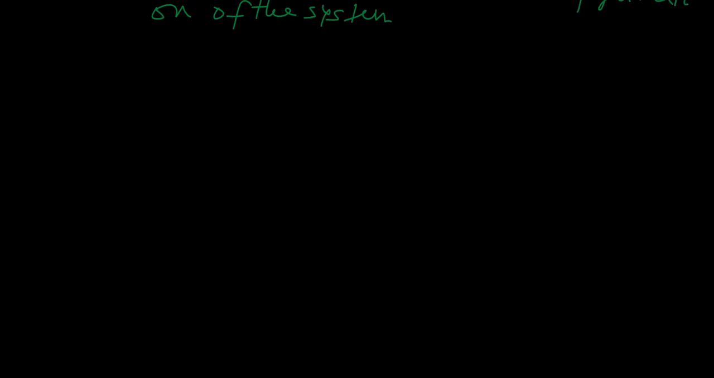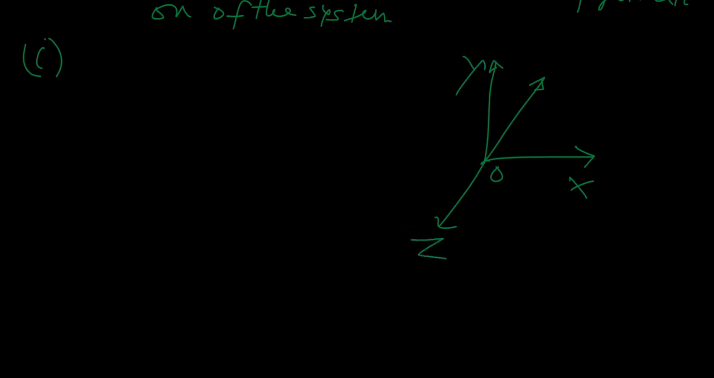Let us suppose, for an example, we consider a particle which is free to move in 3D space. Let us suppose the coordinate axes are Ox, Oy and Oz, and a particle is free to move in this 3D space. In this condition, if you want to describe the motion of the particle completely at any time t, you must need three position or space coordinates, that is x, y and z. If we know these three position coordinates of the particle at a given time, we may completely describe the motion of the particle.